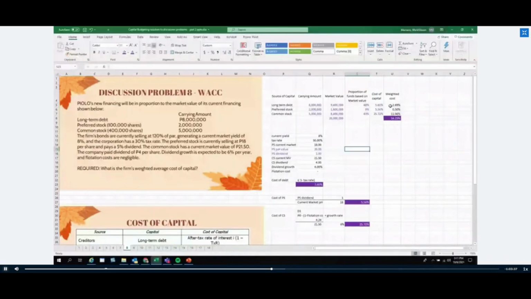No? So, simply, yung proportions of funds based on market value multiplied by the cost of capital. So, that's 2.69% for debt. 9% multiplied by 5.56, that's 0.5% for preferred stock. 43% multiplied by 25.72%, that's 11.06%. So get the sum, that's 14.25%. No? And actually, that's the answer to requirement for problem number 8. The weighted average cost of capital.